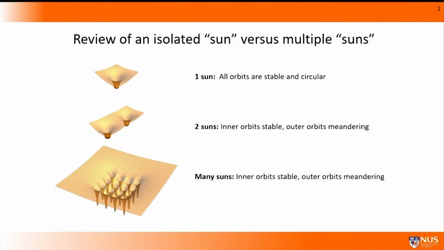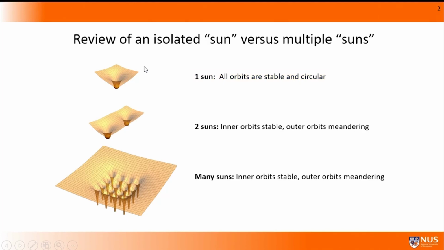You might remember these plots from the previous videos. These are depictions of gravitational potential energy. In the first situation, we have a single star forming a gravity well. In that situation, the orbits of the planets were stable and circular.